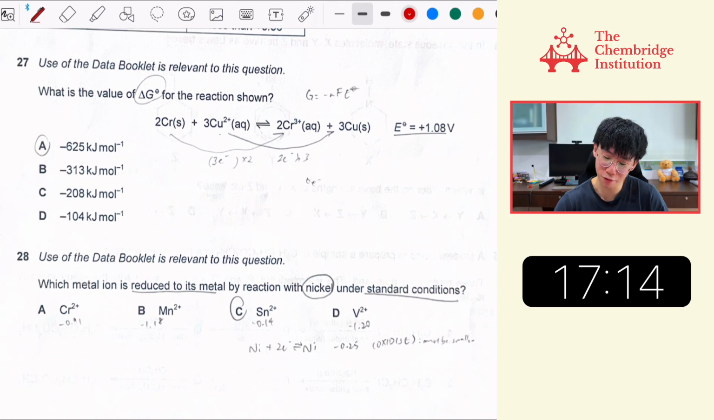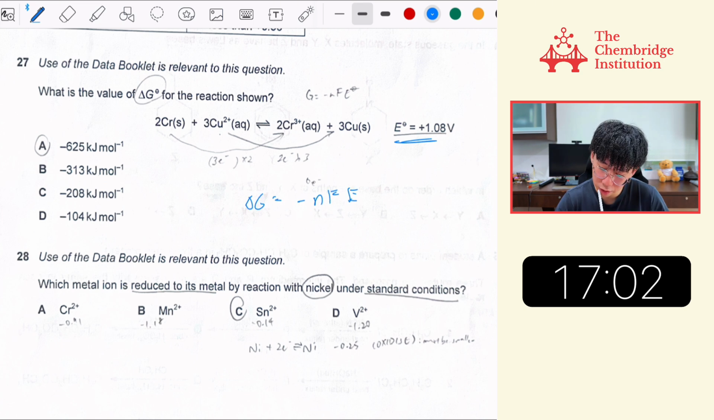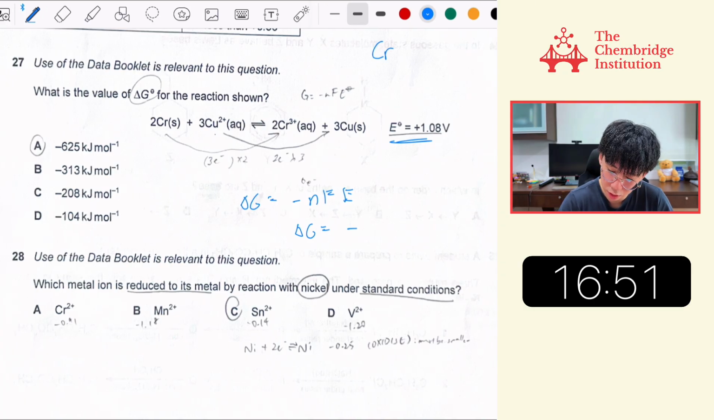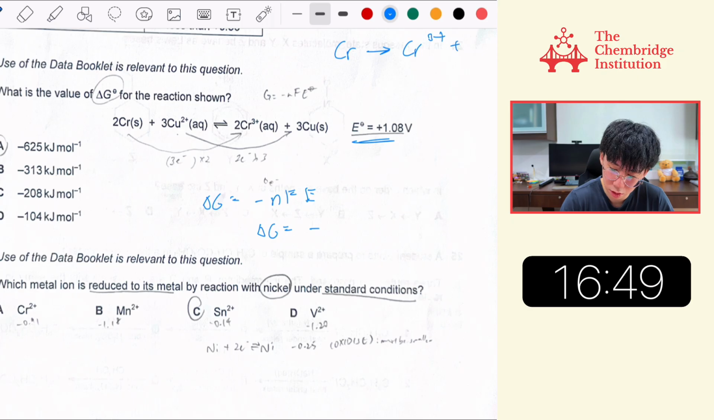27. Use of data booklet is relevant to this question. What's the value of delta G for this reaction shown? They give you the E naught value. So just relating delta G and E naught, right? Delta G equals negative nFE. How many electrons are there? We have to use the two half equations. So the two half equations are this, and then there's this.